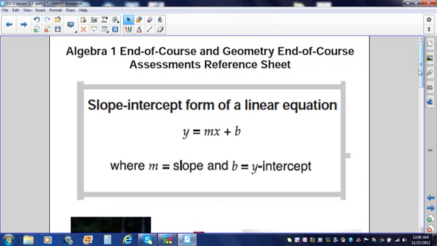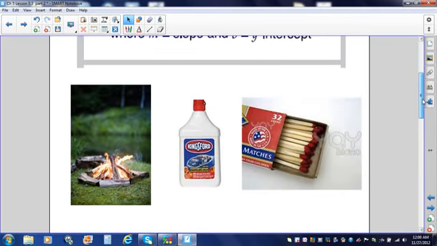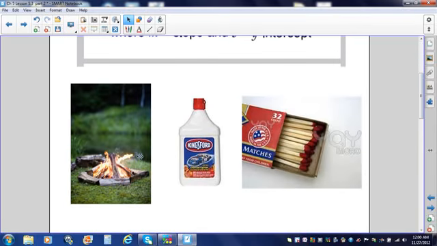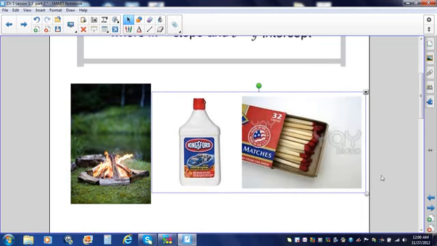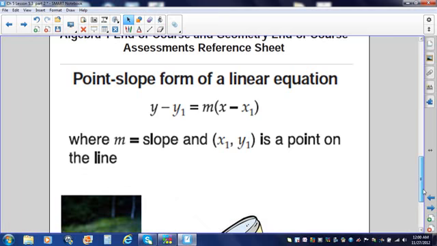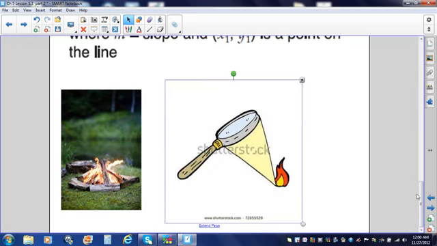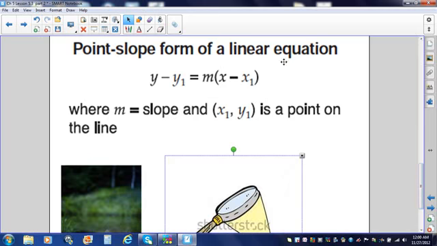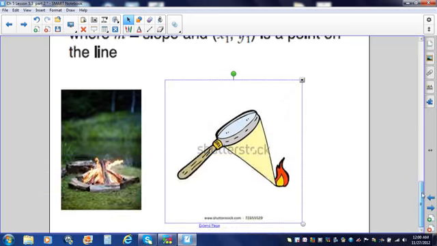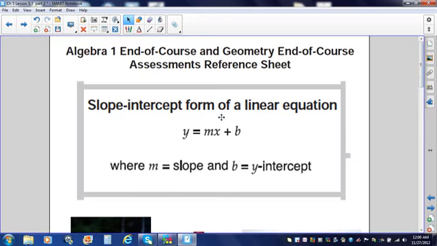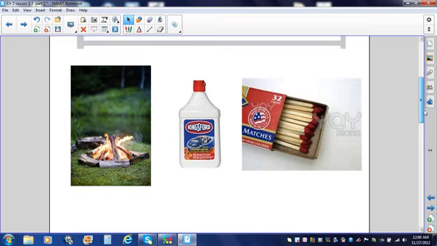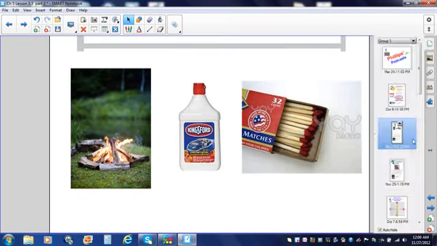We talked yesterday about the Phillips clan camping trip. It's not camping if you don't make a fire. S'mores, chocolate, marshmallows, graham crackers. You can make a fire like Mr. Phillips, with lighter fluid and matches, or you could make a fire with a magnifying glass. Point slope form, which we talked about yesterday, is going to be our magnifying glass. Slope intercept form, y equals mx plus b, is lighter fluid and matches.